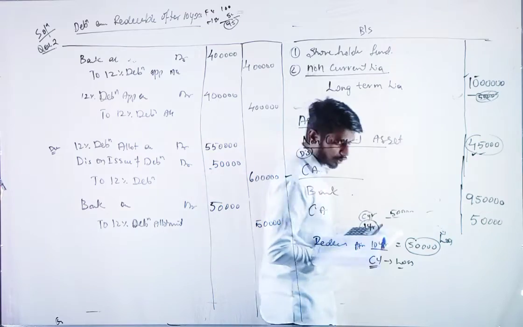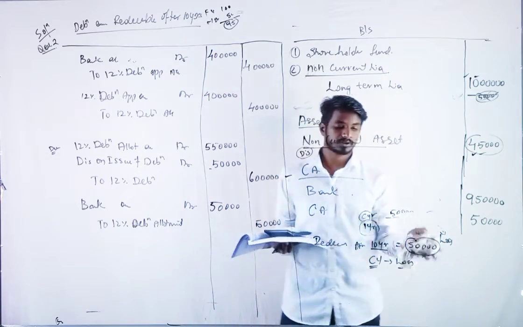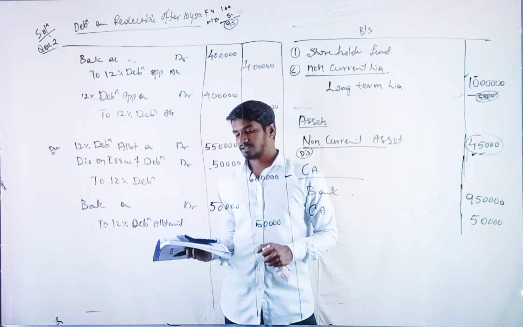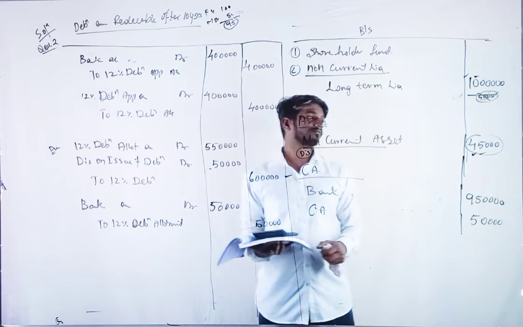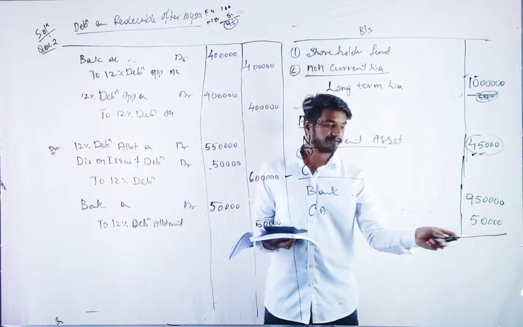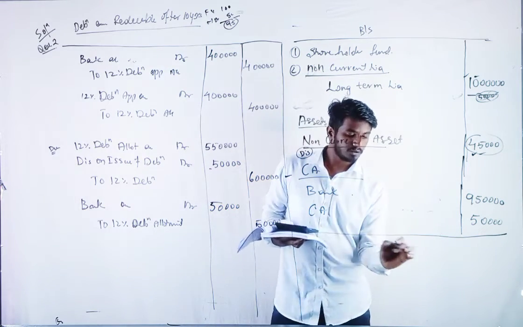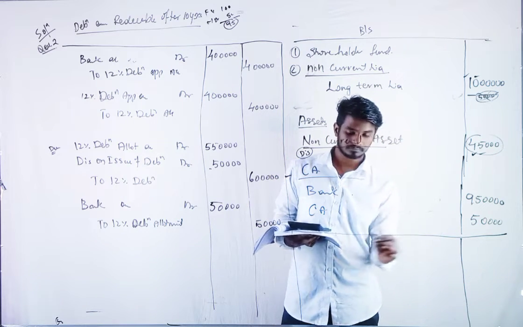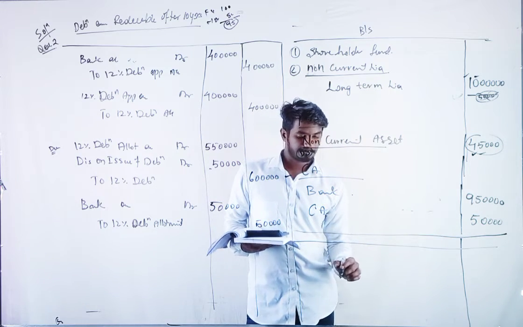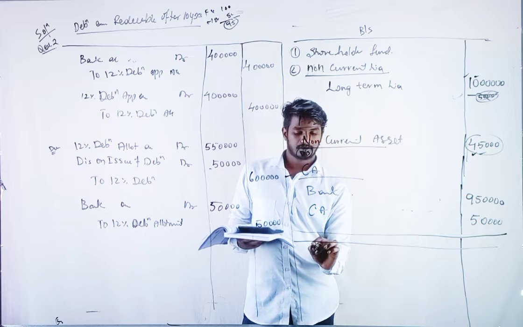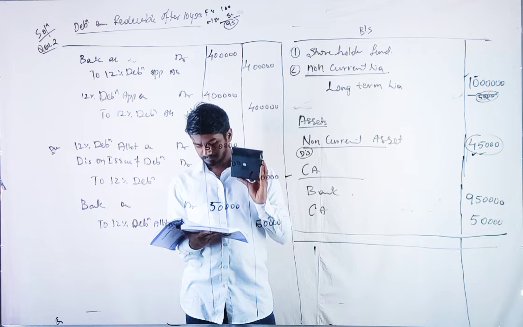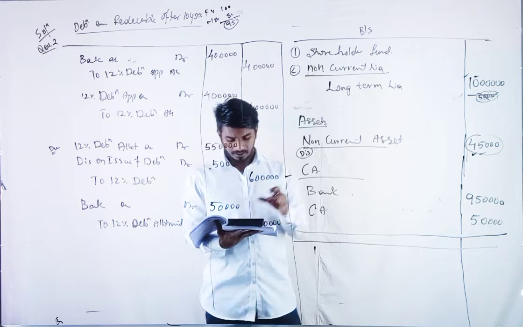Next, we should show notes to accounts. Shall I erase something? Yeah, we can take it here itself, there is no space. Notes to accounts. You write the heading. In the notes to accounts, we should show the loan, debentures. Debentures, how much is it? 10 lakh rupees.